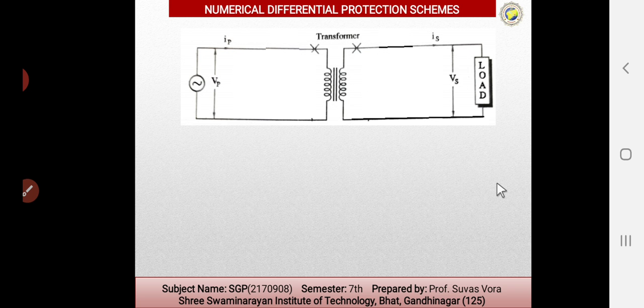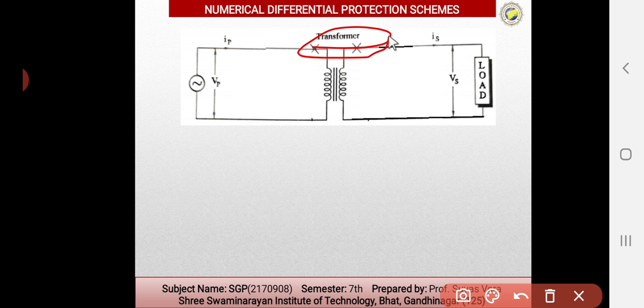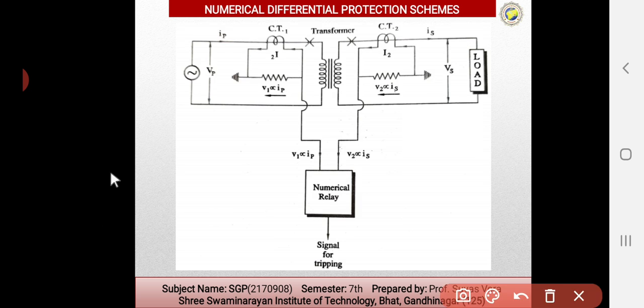But in the numerical protection system scheme, generally you can see that here the mutual transformer is used. These are the symbol of the mutual transformer. So these are the basic connections, but the numerical relay circuit is here. So in both the sides we can put the CTs, and CTs check continuously entering current and exit current.